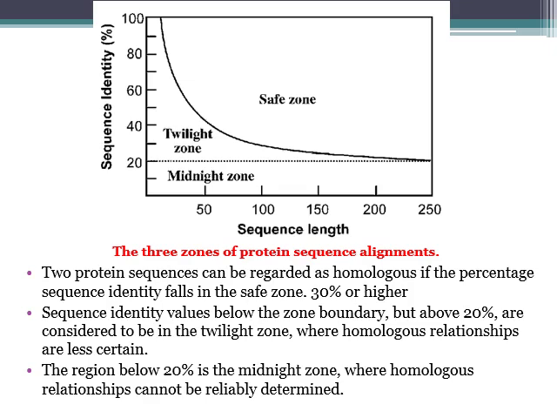So if two sequences are 30% identical or more, we can confidently say that these two sequences are homologous. Sequence identity values below the zone boundary but above 20% are considered to be in the twilight zone, where homologous relationships are less certain. So you have to perform some other type of analysis to determine homology between the two sequences if your sequence identity falls in the twilight zone. And the region below 20% is the midnight zone, where homologous relationships cannot be reliably determined.